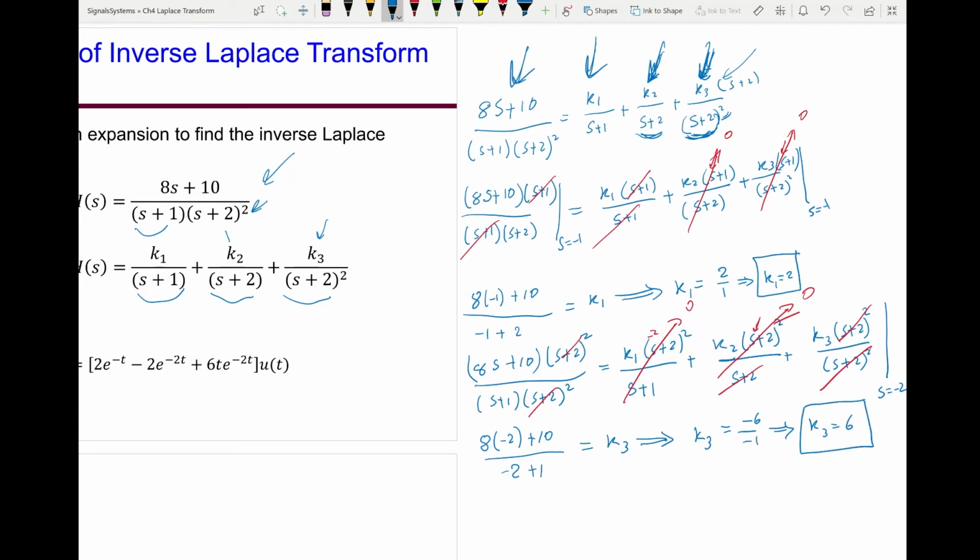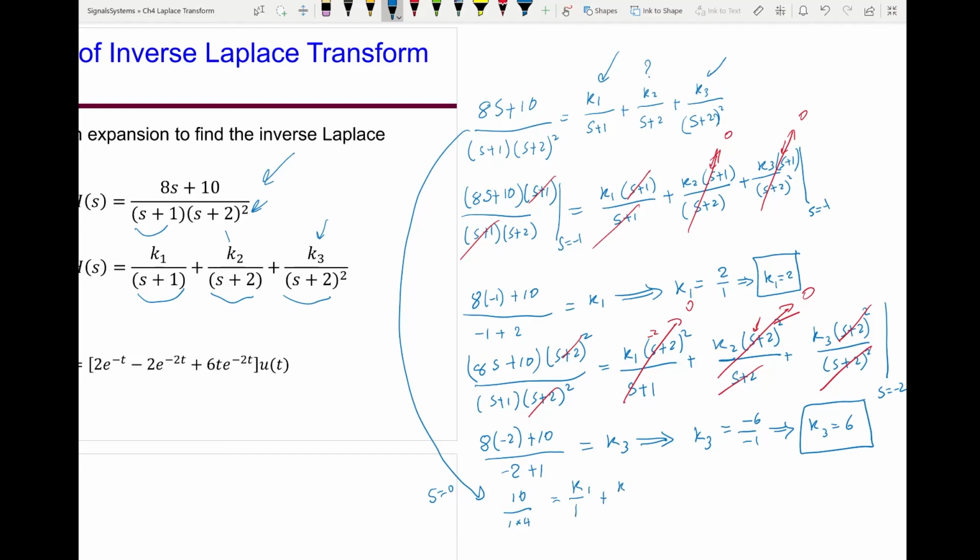Okay, so what's left is k2. Now to find k2, I can go back to this equation. I already have k3 and k1, what is missing is k2. So I'm going to plug in any value for s and solve for k2. Plug in a value for s that will make the equation simple, like 0, as long as no denominator goes to 0 when you set s equal to 0. So from here, if I set s equals 0, this would be just 10 over 1 times 4, equal k1 over 1, plus k2 over 2, plus k3 over 4.